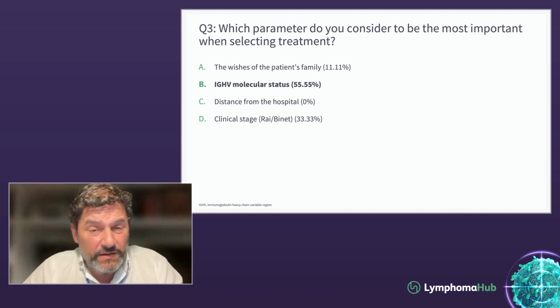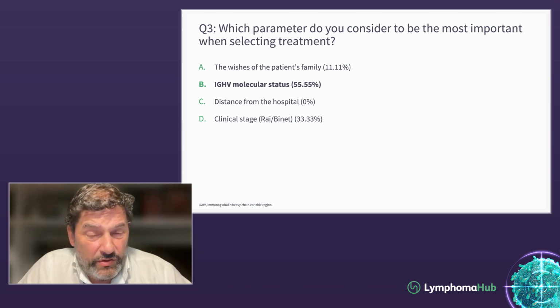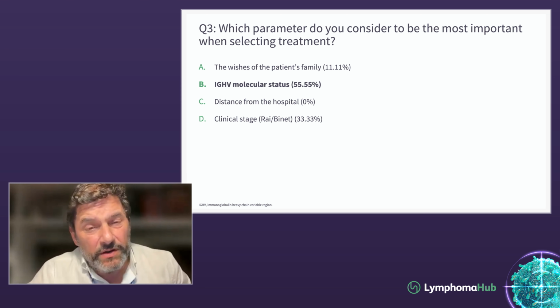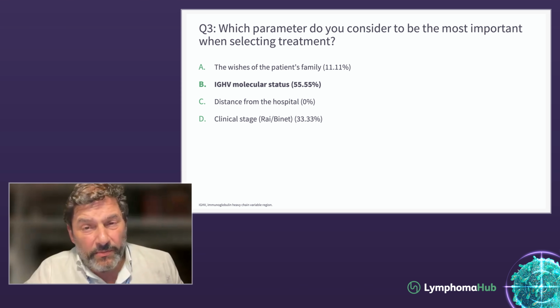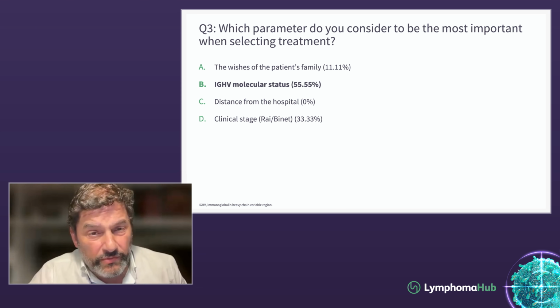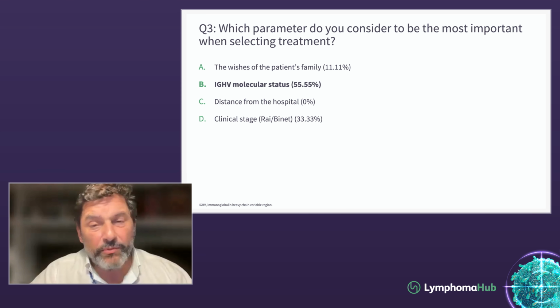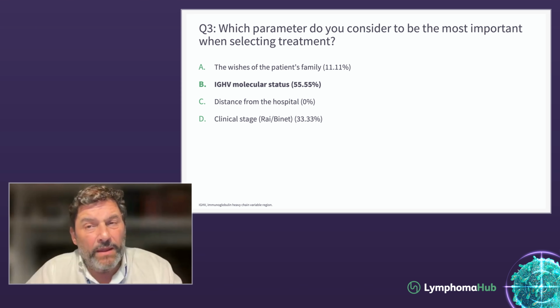The next question was related to the most important parameter in that case. I think among the ones that I listed here, the most relevant parameter, as you mainly voted, was IGHV molecular status. Clinical stage is still important, but it's not determining the type of therapy we are going to use.